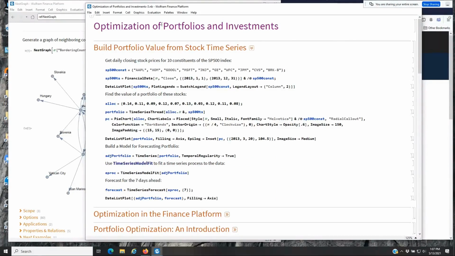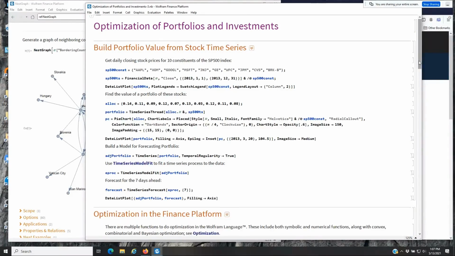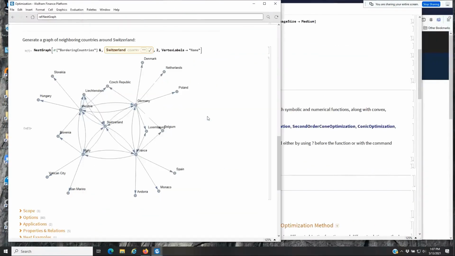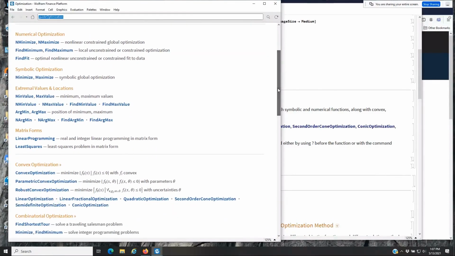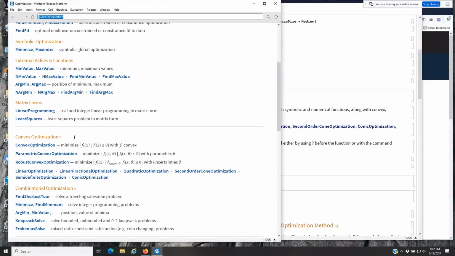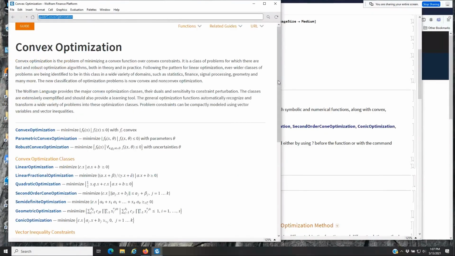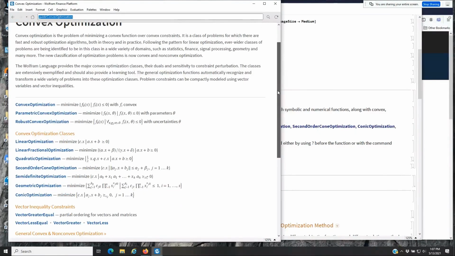Basically, I'm going to look at portfolios and I'm going to look at optimization. Optimization is built in a big way in Mathematica. If we go in and look at optimization now, you'll find that we have a number of functions for dealing with this. We have super functions like NMaximize and Minimize, and we have functions to do with convex optimization. These are the ones that we're going to be using in finance.